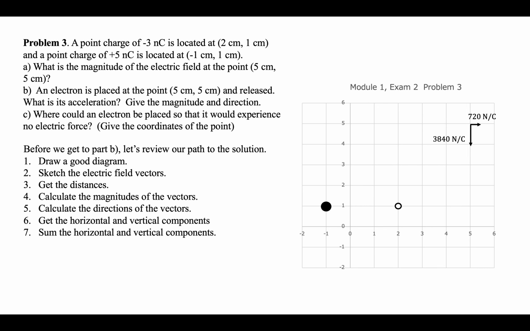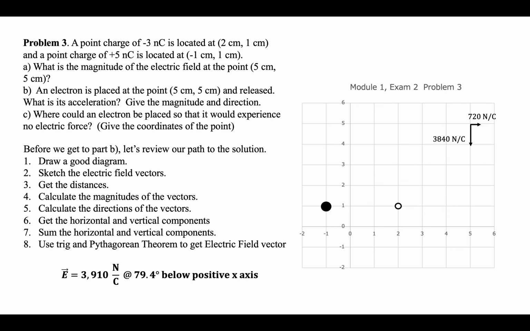Now we use the Pythagorean theorem to get the magnitude and the direction of the electric field vector, which we get with the arctangent function. So 3910 newtons per coulomb at 79 degrees below the positive x-axis, and we can sketch that in.